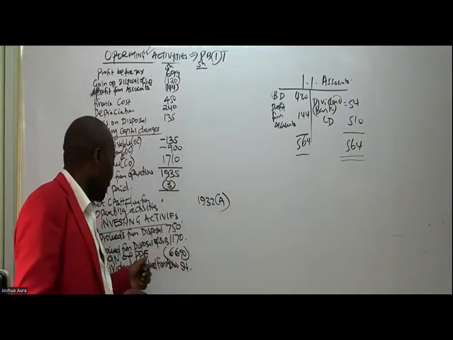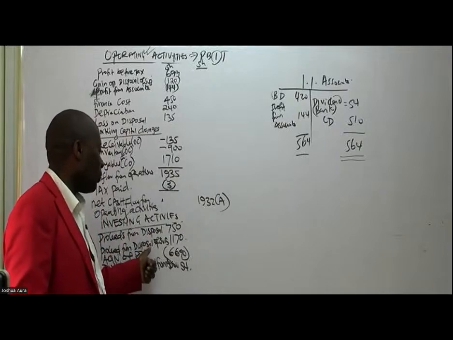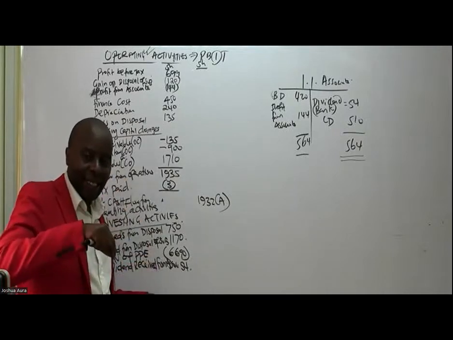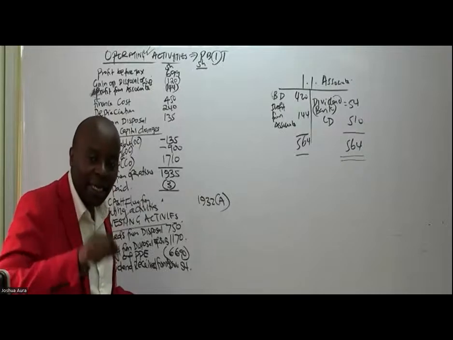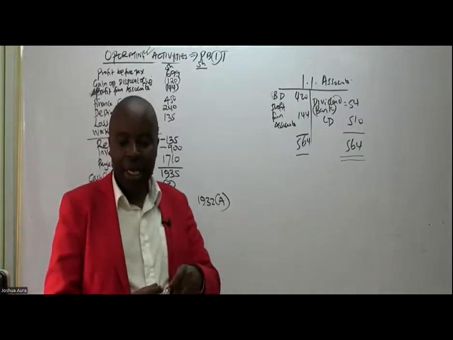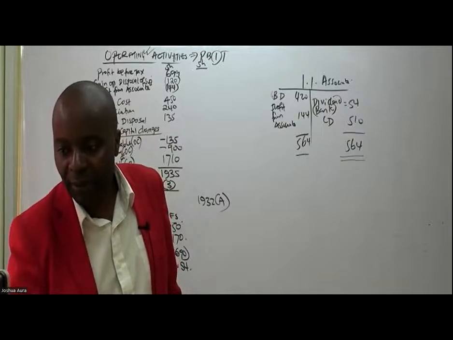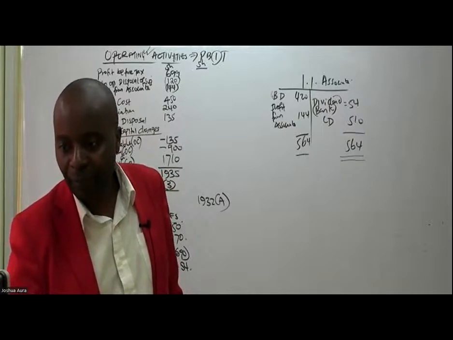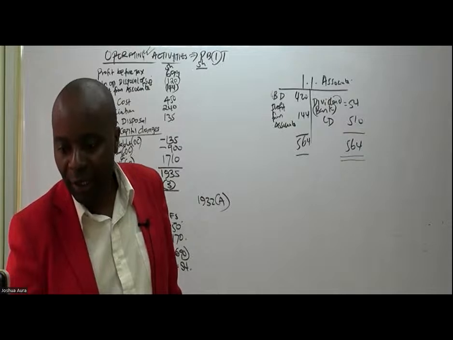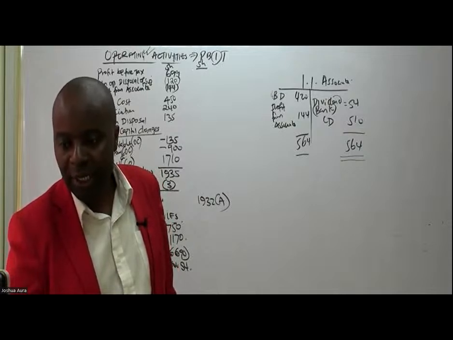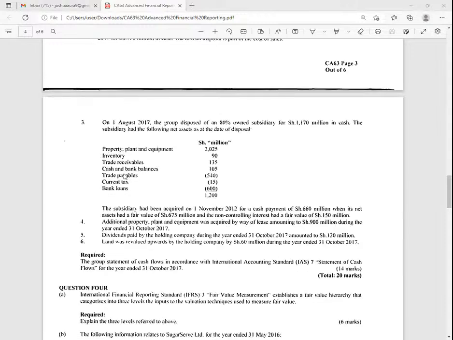So we need to come and say proceeds from disposal of subsidiary less the cash in the subsidiary disposed. So less the cash. Please look at the cash. Look at this, the subsidiary that we sold. It has got cash inside it. It has got cash and bank.